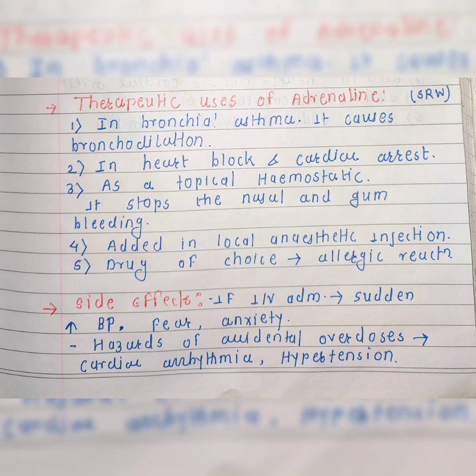Adrenaline is used in the treatment of bronchial asthma as it causes bronchodilation. Adrenaline is also used in heart block and cardiac arrest. It is also used as a topical hemostatic. It stops nasal and gum bleeding. It is added in local anesthetic injection, and it is the drug of choice for allergic reaction.